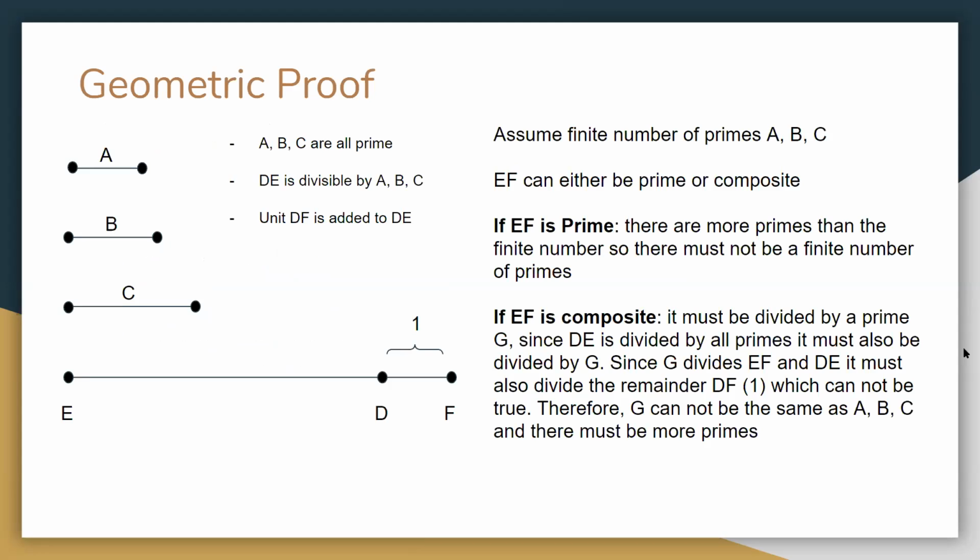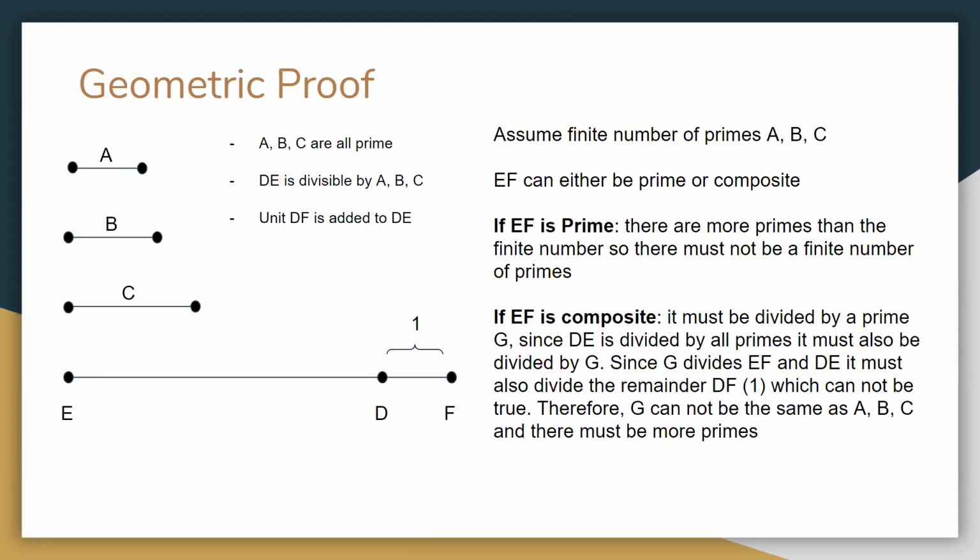Okay, and here is a geometric way of looking at the proof. You start out with these line segments, A, B, and C, which are all prime numbers. And in this world, we're going to say that A, B, and C are the only prime numbers. Then you have the segment DE, which is the product of all prime numbers and therefore is divisible by A, B, and C. And then you add DF onto DE, and that is a unit. So it's a 1.